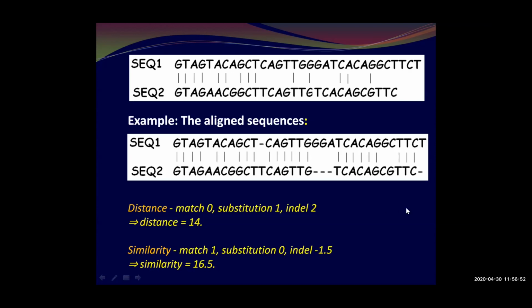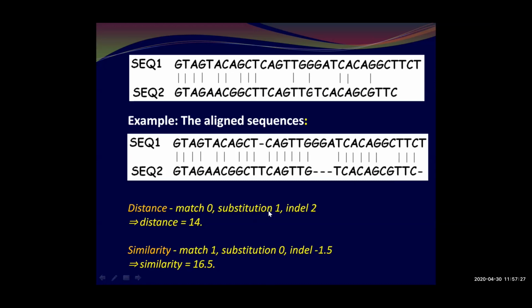Suppose we are taking this as a scoring matrix. Now, if we want to calculate the total distance score, what is the difference between these two sequences? If you want to give a numerical value, then what will we do? We will not count the matches because all matches are 0. We will count how many substitutions are there. 1, 2, 3, 4. 4 substitutions are there. So for 4 substitutions, the score will be 4 into 1, which is equal to 4.